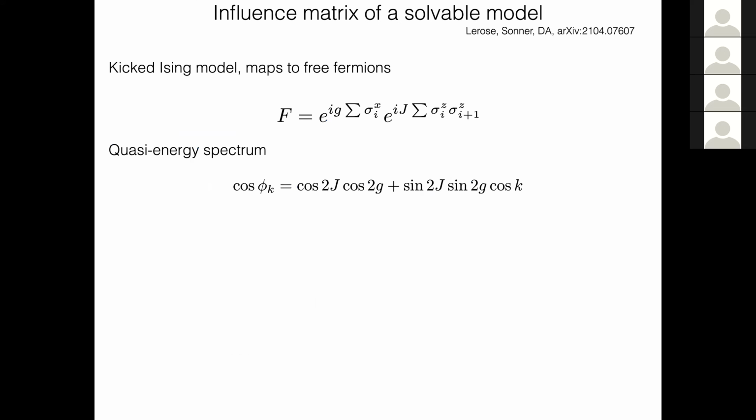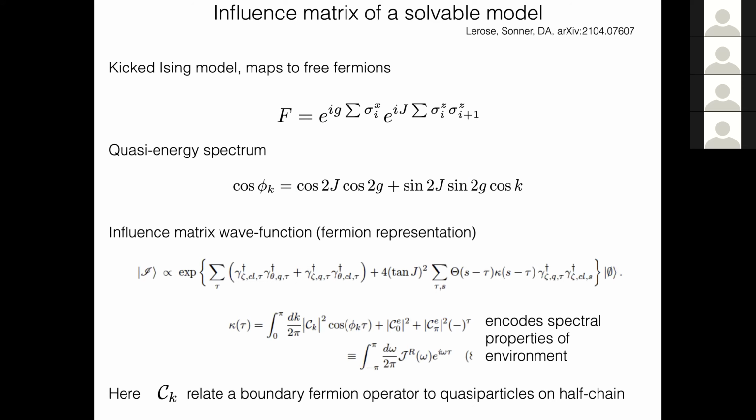And as a solvable model, we choose again the same kicked Ising model, which is extremely rich despite its simplicity. What you need to do is just turn off the Z field h, and then you end up with a model that maps onto free fermions. So this Floquet model has a quasi-energy spectrum of quasi-particles, which is written here. With some work, you can integrate out the environment. Here it's important that the environment is initialized in an infinite temperature state.